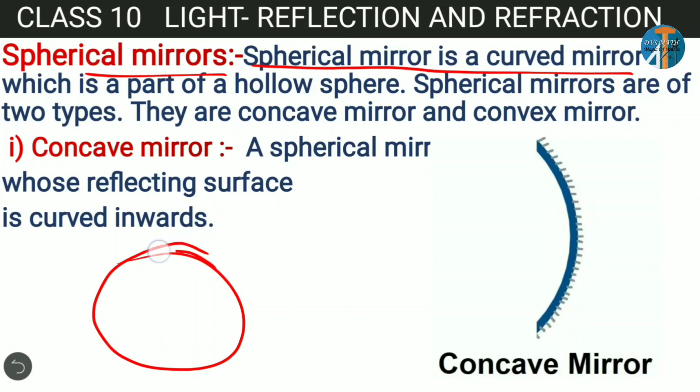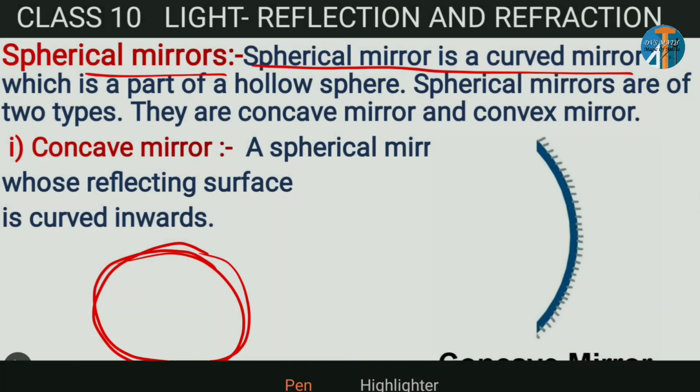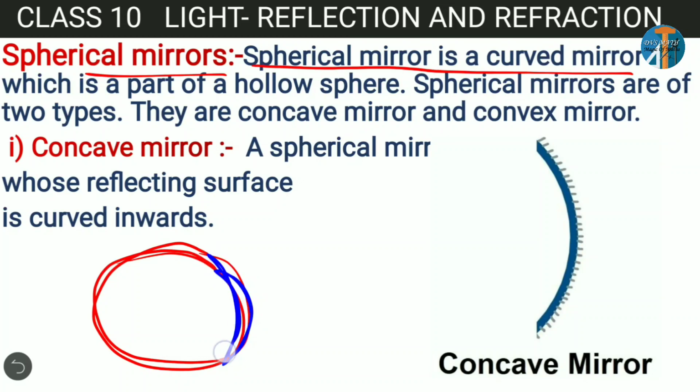So if we consider a sphere, and take a curved part only, look here, if I consider this part, only this part, like this or this side, any one of the parts, this we are calling a spherical mirror. Again I am repeating, a spherical mirror is a curved mirror which is a part of a hollow sphere. Okay, so this is about the spherical mirrors.